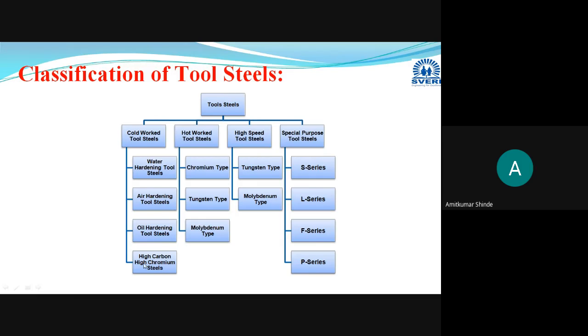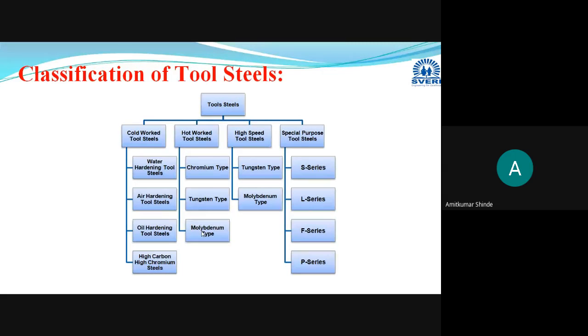This classification is done on the basis of the medium used for hardening and depending on some specific composition or depending on some specific alloying element. Okay, now the hot worked tool steels are classified in three different types: chromium type, tungsten type, and molybdenum type. This classification is done on the basis of principal alloying element. Now in alloy steels, you have learned that different alloying elements are there, and whichever alloying element is present in the larger amount, that alloying element will be termed as the principal alloying element.